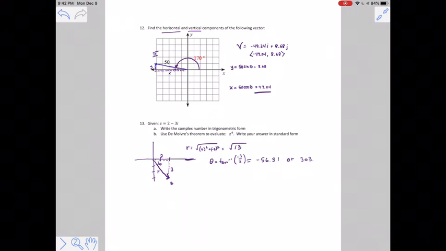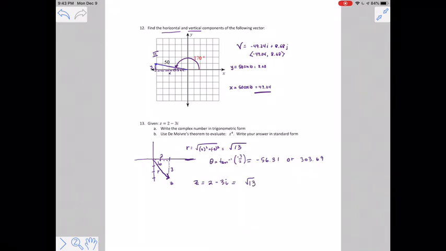Let's do 6.9. There we go. So the way that works in trigonometric form is 2 minus 3i is r cosine theta plus i r sine theta. And r was square root of 13, so this is going to be square root of 13.